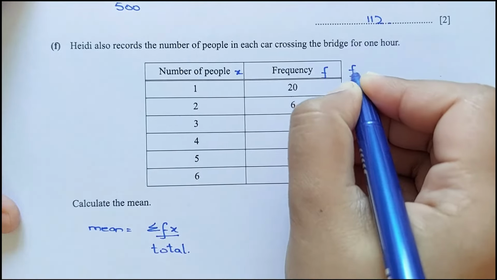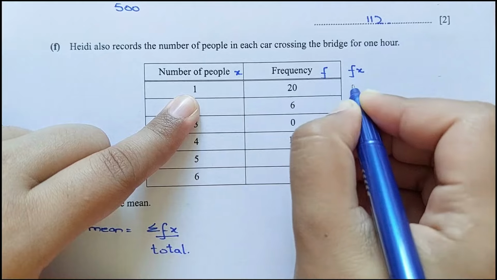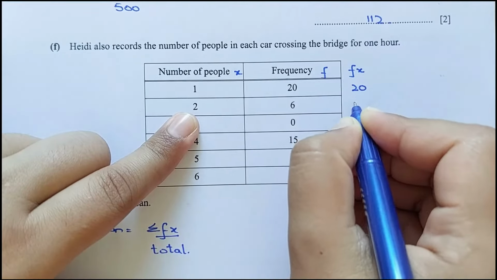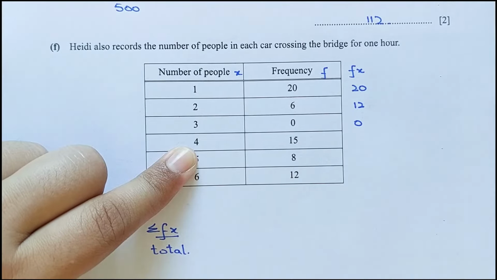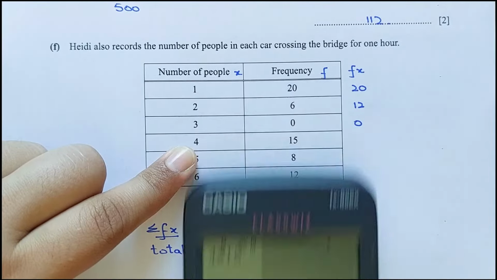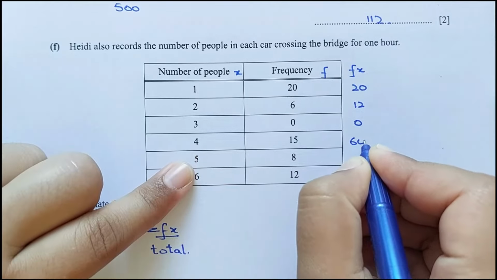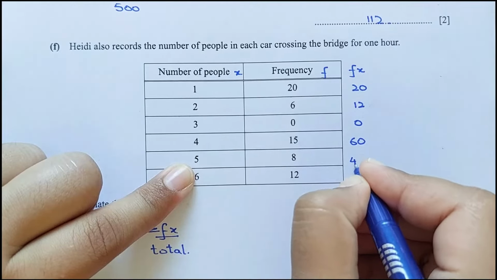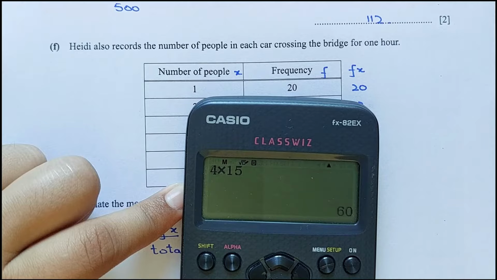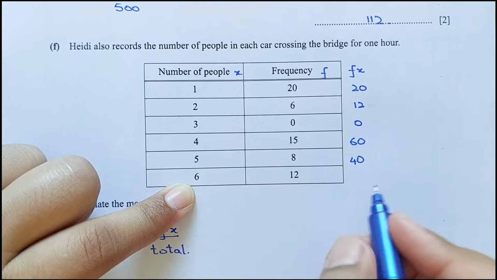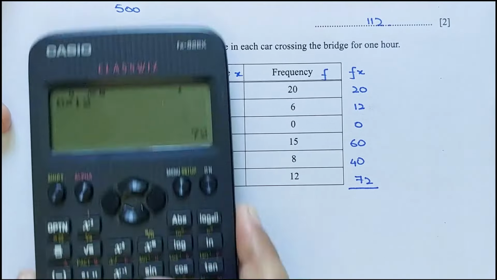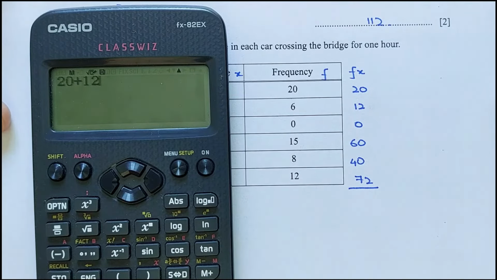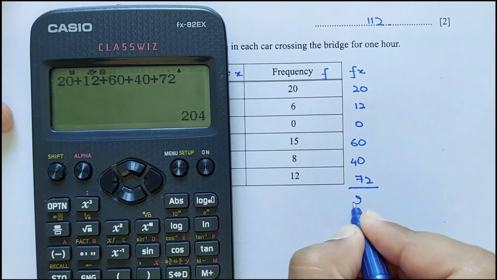Let me find the product of fx. 1 times 20 is 20. 2 times 6 is 12. 3 times 0 is 0. 4 times 15, 60. 5 times 8 is 40. 6 times 12, 72. Calculate the sum. 20 plus 12 plus 0 plus 60 plus 40 plus 72, that is 204.